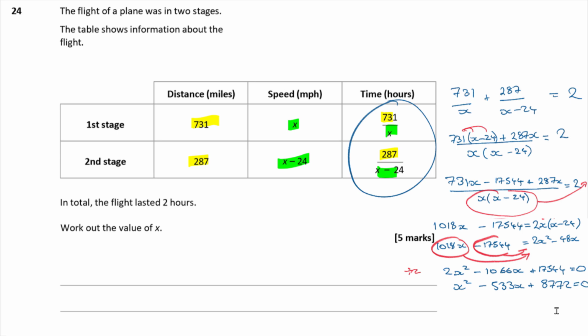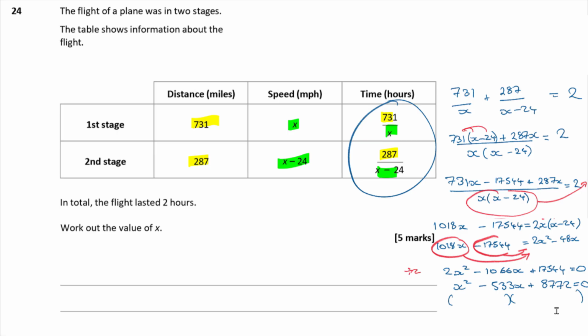Okay? Right, so now ideally I'd like to be able to factorize this, but I've got a very big number there, haven't I? I've got 8772. So to break 8772 down into all its factor pairs, that's going to be a pain. But I really don't want to do the formula because that's even more of a pain. So how can I make this a little bit easier for myself?